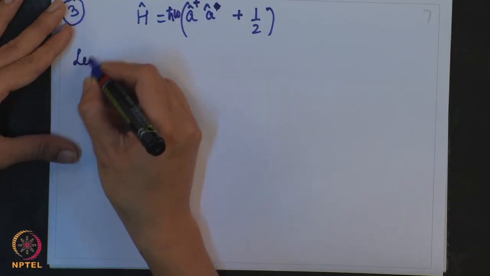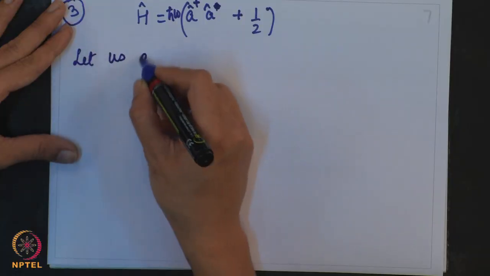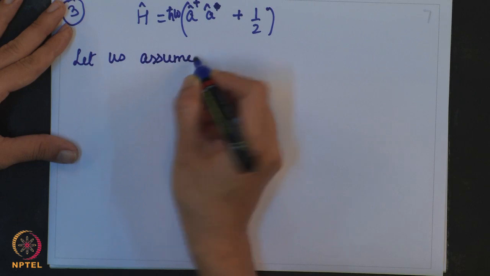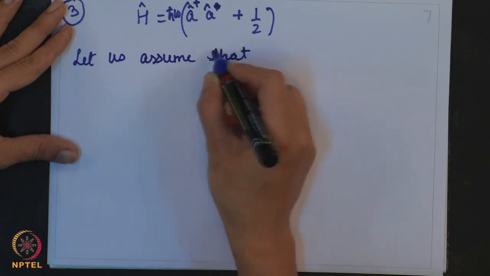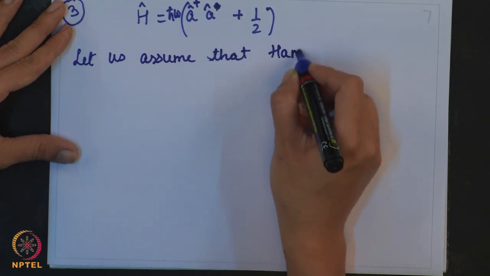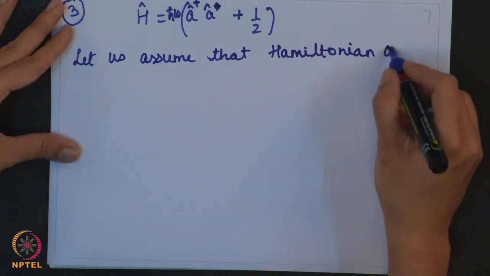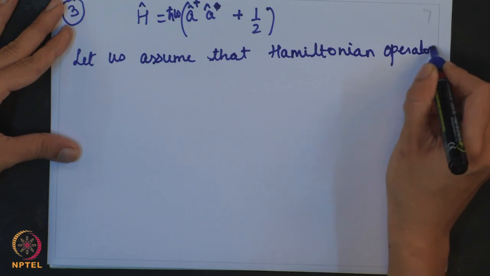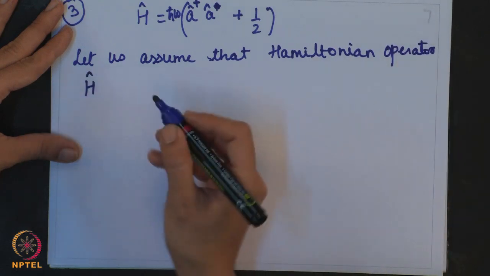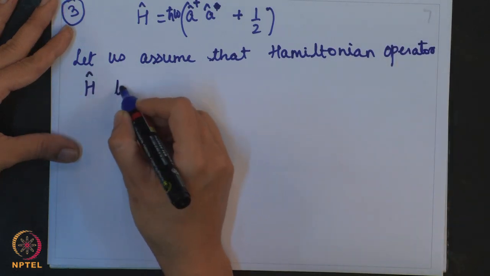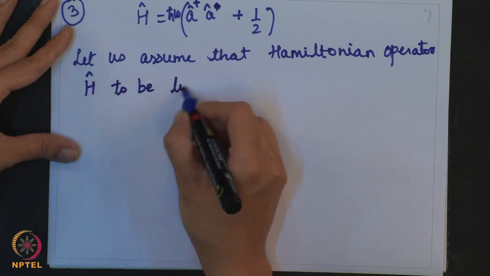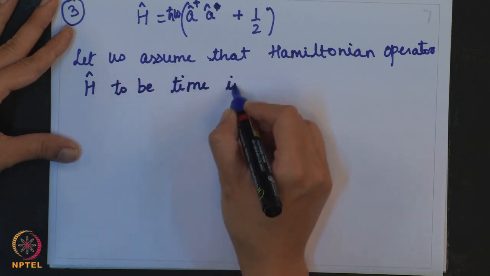So, let us assume that the Hamiltonian operator, which is H, to be time invariant.